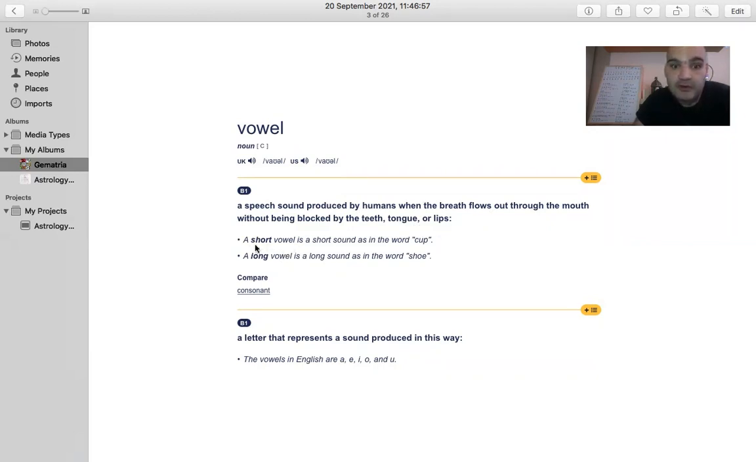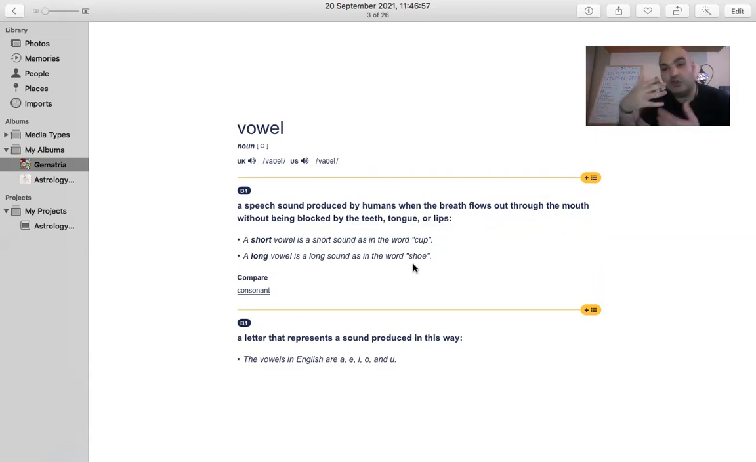So a short vowel is a short sound in the word cup, and a long vowel is the sound in the word shoe. As you can see, when you say cup, because of the P, it's a sudden stop. But when you say the word shoe, it goes on for longer. It's more magnetic, whereas cup is more electric. It's a bit more sudden.